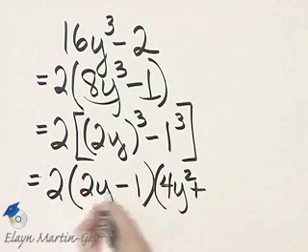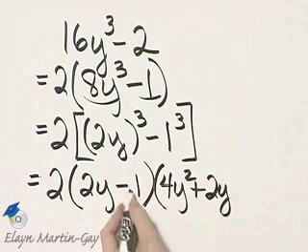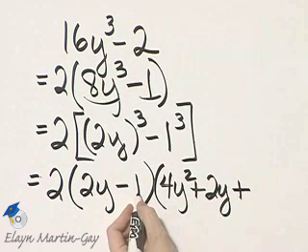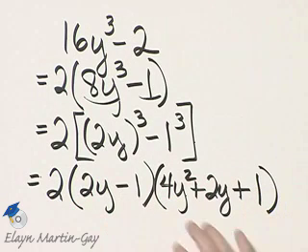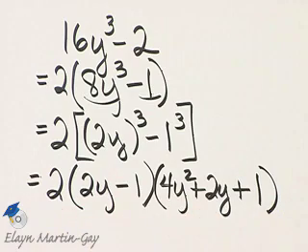The next term is first times second, which is 2y times 1, or 2y. Then the next sign is always plus, and then that last term is this last term squared. 1 squared is 1. This cannot be factored further, and so I have factored completely.